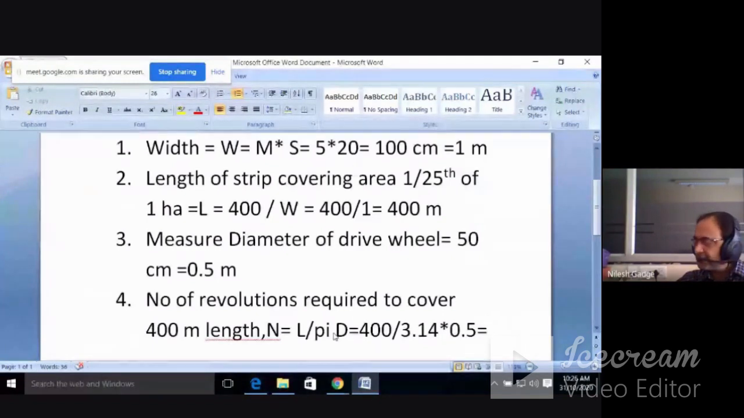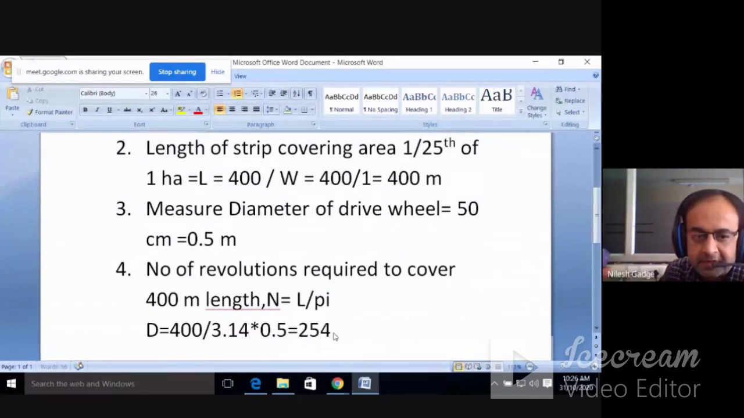Number of revolutions: 400 divided by 3.14 is equal to... Sorry, 3.14 multiplied by 0.5 is 1.57. So 400 divided by 1.57. So 254 point something. Okay. What is the answer? 250.7 something. So we can take it as 255 revolutions.